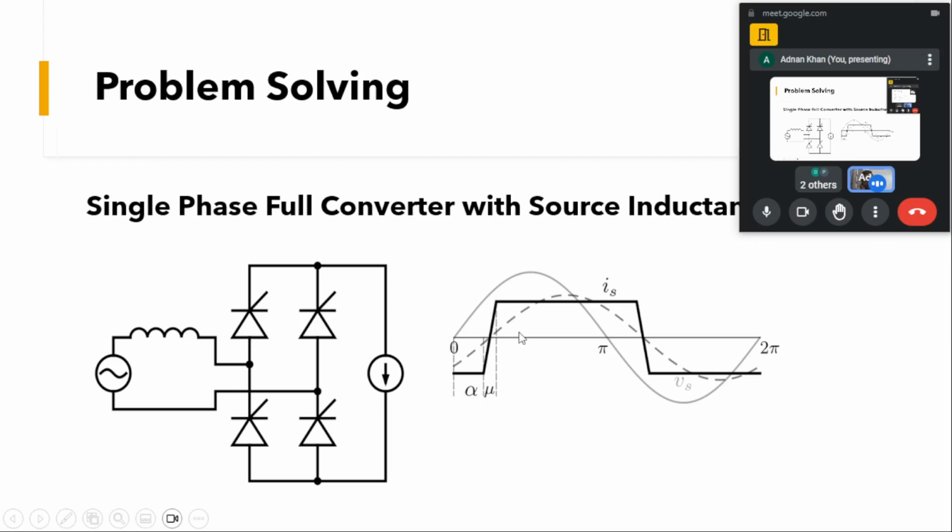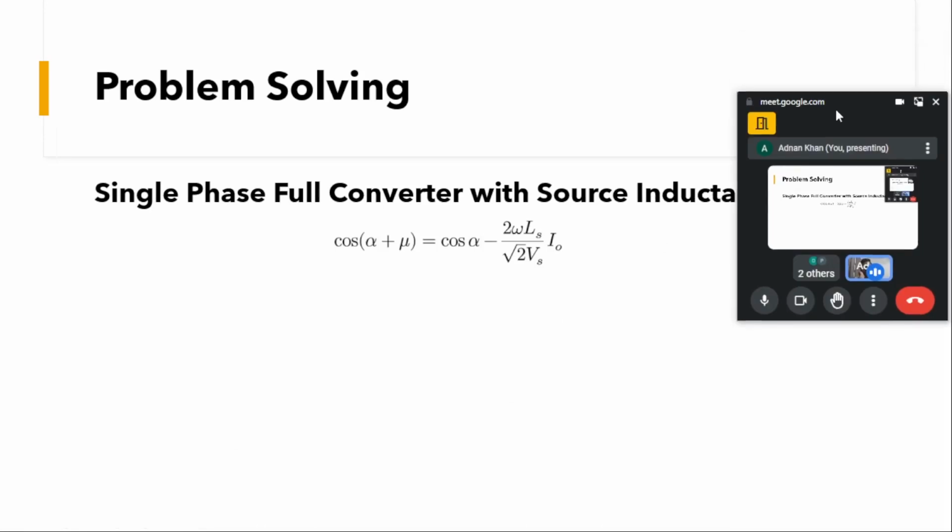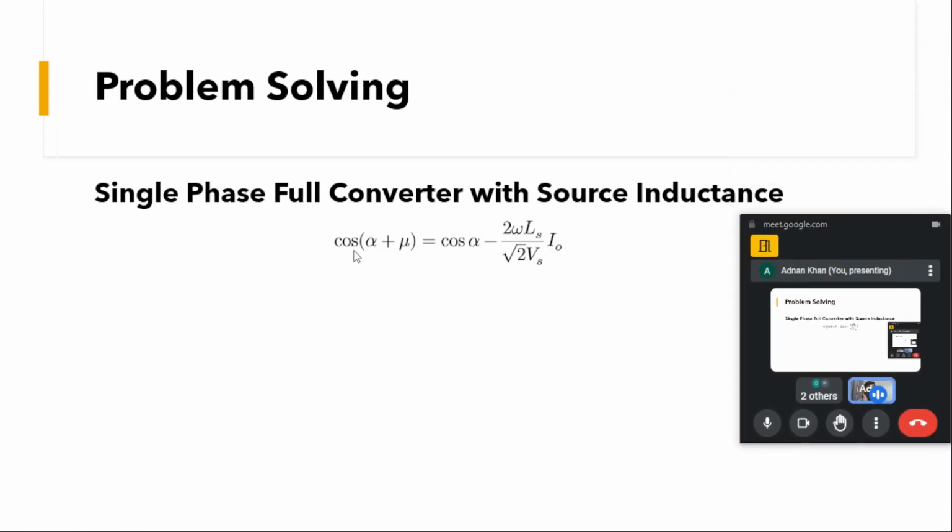And we know that this current will be lagging the voltage by some angle alpha. We have already seen that, but here it will be lagging by alpha plus mu by 2. That mu is this overlap angle. Also, we know this equation for a single phase converter that has already been taught and derived in the course by the sir. So here you can see we have cos alpha plus mu is equal to cos alpha minus twice omega Ls I naught over Vs.